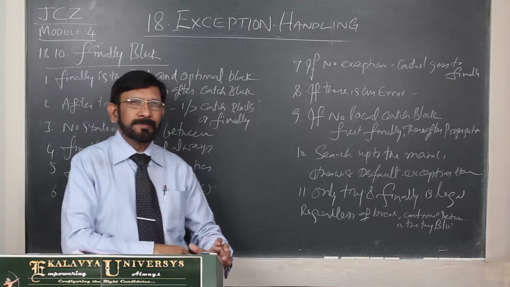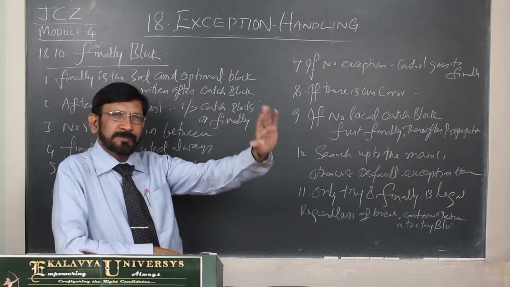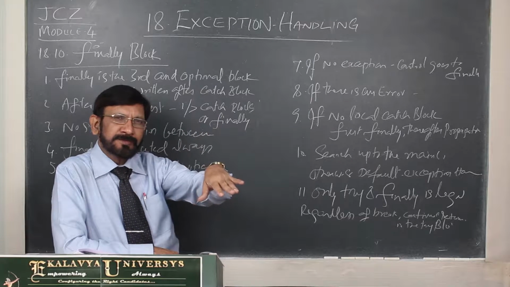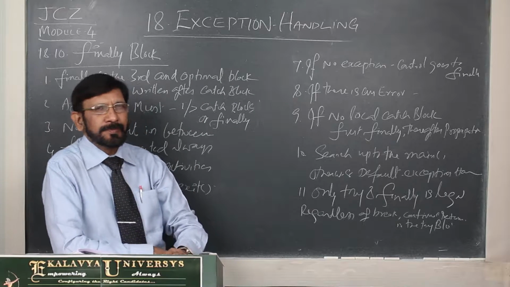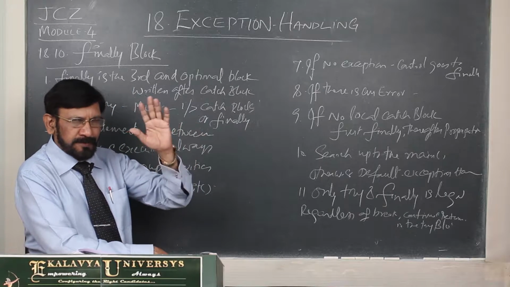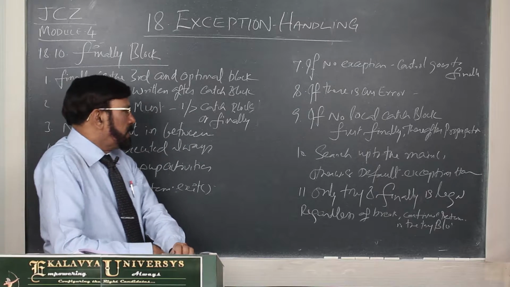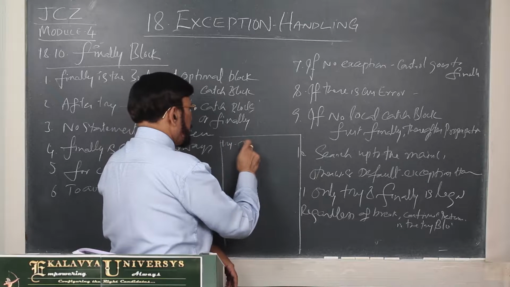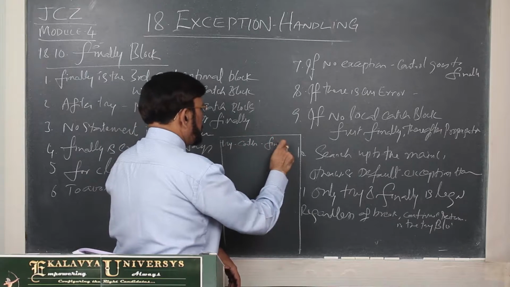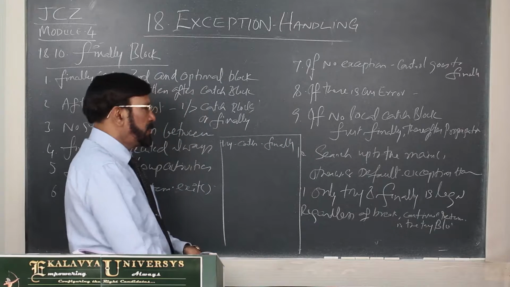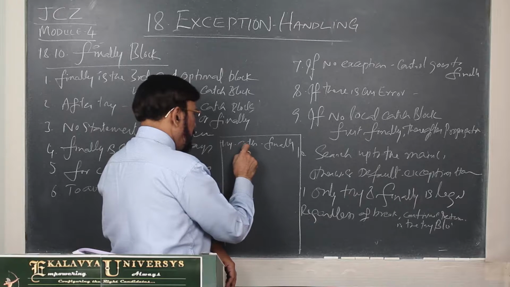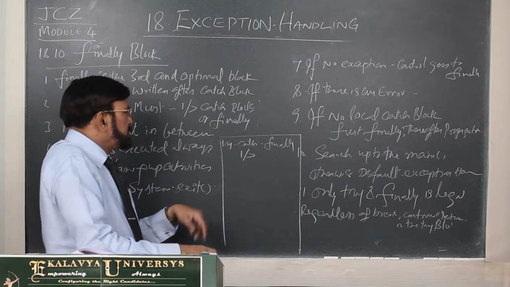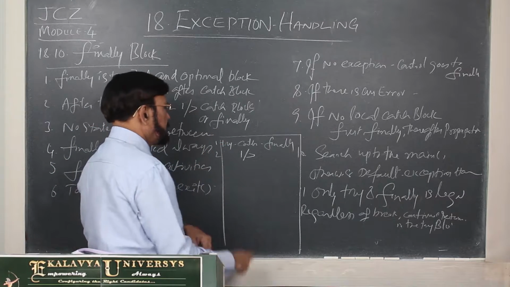What is the condition? If you want to write 3 types of blocks, try, catch (one catch or multiple catches) and one finally, you can write. That is one option. Just try to understand all the options. Let me write it here: try, catch, finally. This is one option. Here, try with multiple catches, more than one catch, you write. This is the first option, this is the second option.